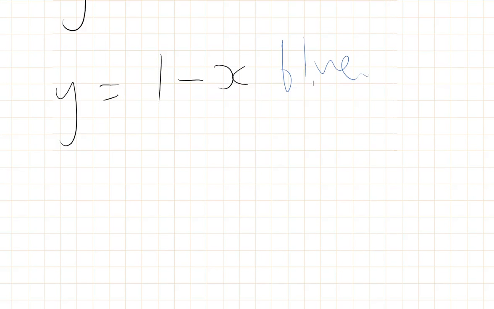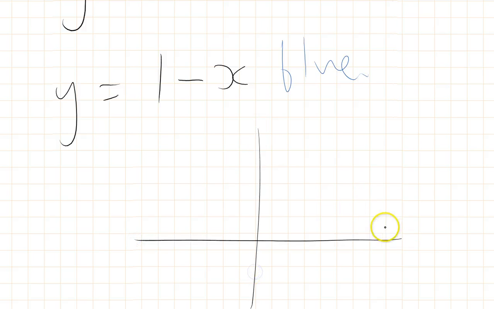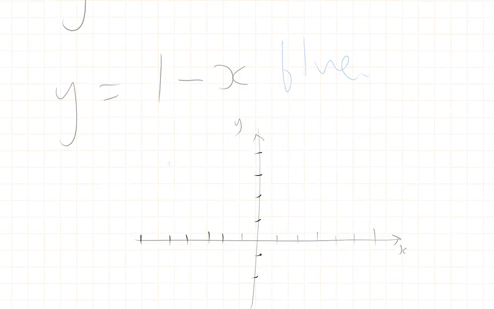Okay, so we start out as ever with the x-axis and the y-axis. 1, 2, 3, 4, 5, 6. Minus 1, minus 2, minus 3, minus 4, minus 5, minus 6, and 1, 2, 3, 4.